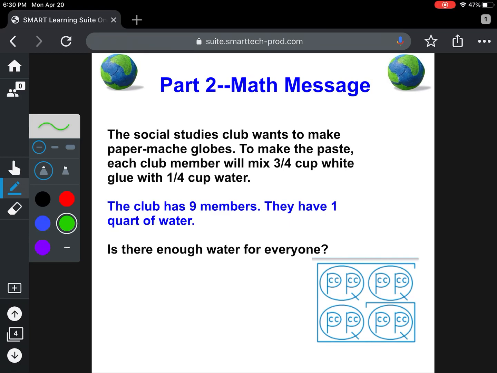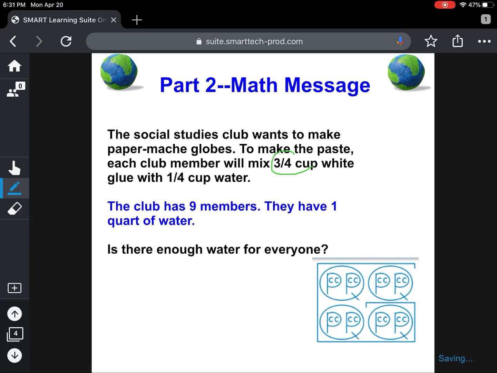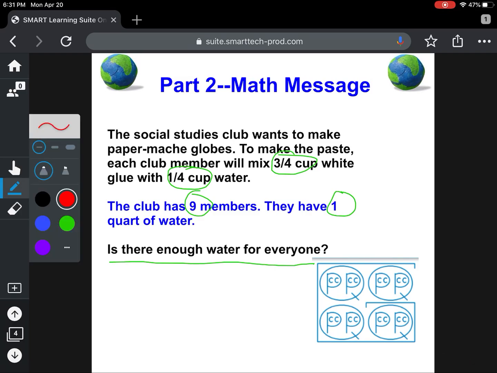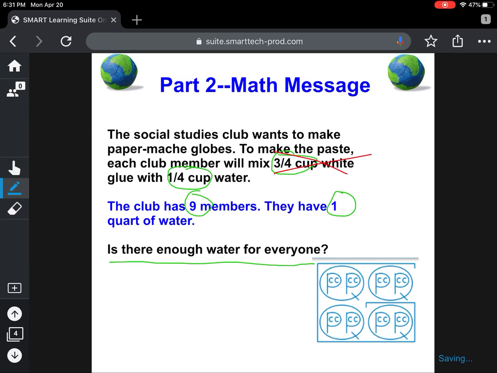Let's use some of our cube strategy to make sure we know exactly what we're doing. It says in this story that the club has 3/4 cup white glue, 1/4 cup of water. There are 9 members in the club, and they have a total of 1 quart of water. The question they want you to answer is, is there enough water for everyone? So right now, we're just talking about the water. So you can ignore the part about the white glue. We're just focusing on the water.